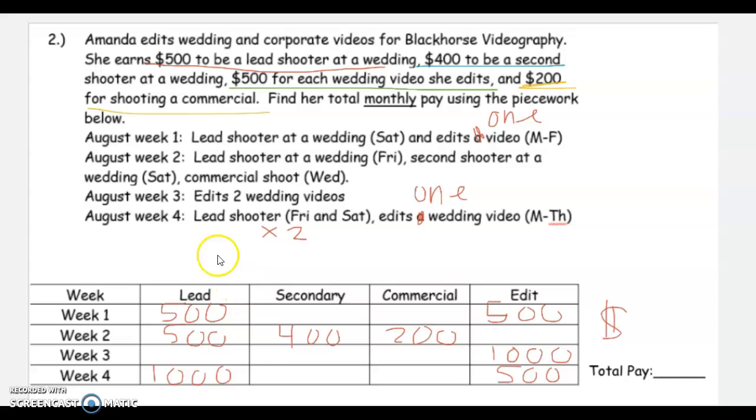So if we want her total pay, all we have to do is add everything up in this chart. 500, 500, 500, 400, 200, 1,000, 1,500. We get a total of $4,600 for the month. Not too bad.